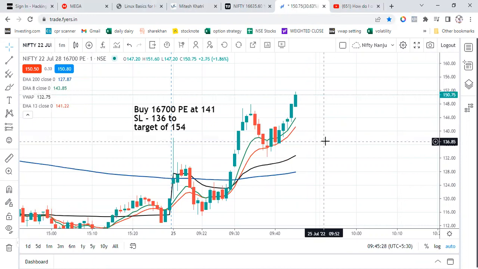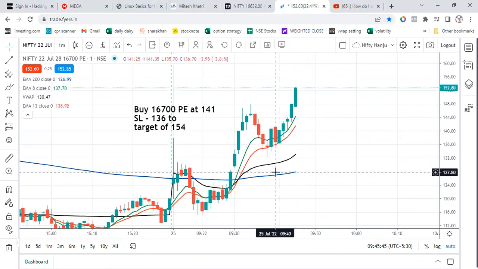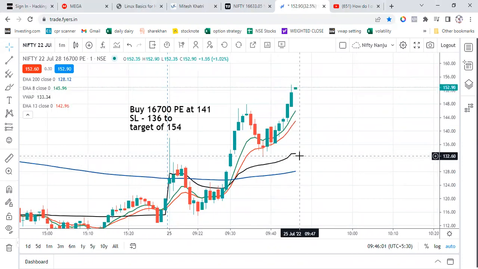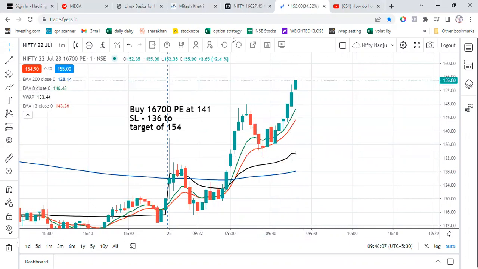targets. But still hold for one good opportunity to trade here. We missed this opportunity at 141. If we would have bought at 141, within 4 minutes we would have achieved a target of 154. Very easy achievement. Yes, 154, the target is achieved.